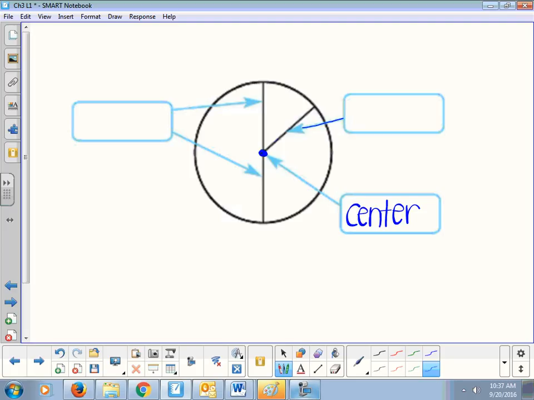This line right here is pointing to, if it's only going to the center from the outside, it is the radius. And if you look at this one, it has the 2 arrows pointing to the line that goes all the way through. That's our diameter.